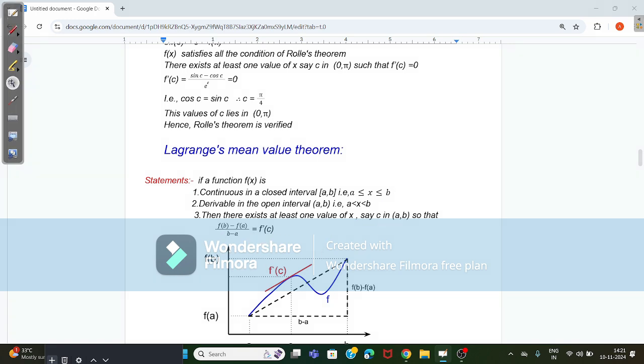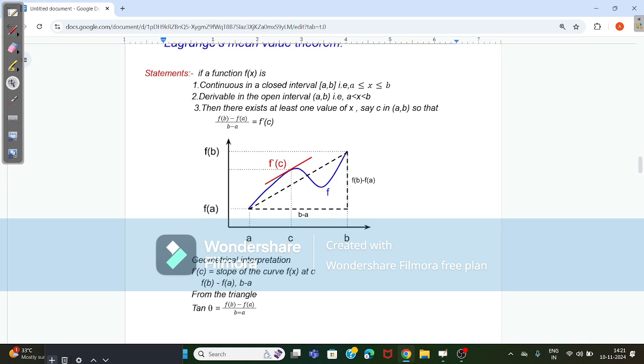Now this is the graphical representation of Lagrange's mean value theorem. Consider this is point A, this is the point B, this is the point C. This is the value of B minus A, and this is the value of f of B minus f of A. And this is the tangent drawn at c.